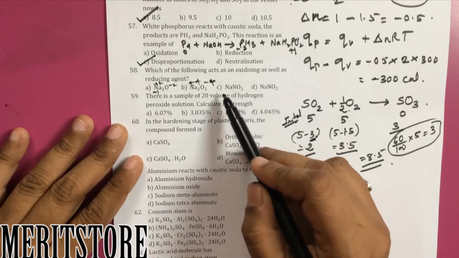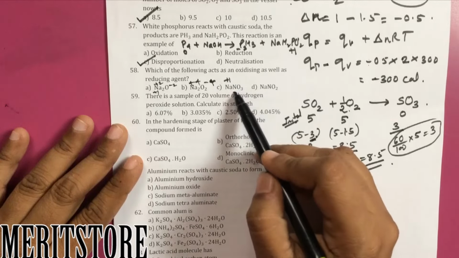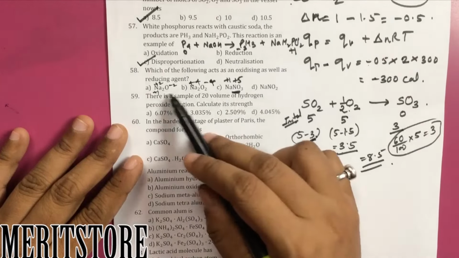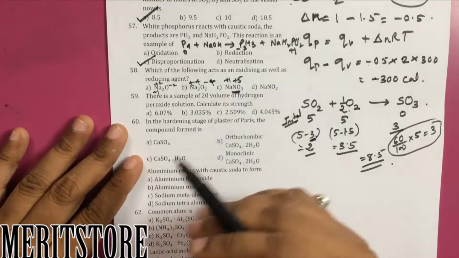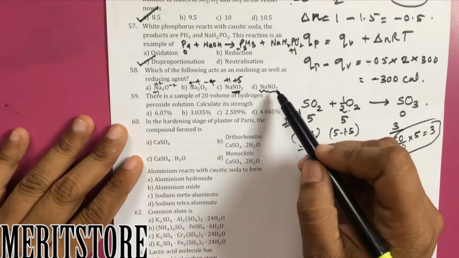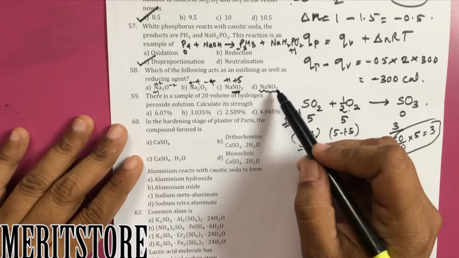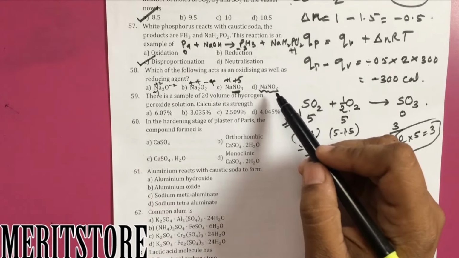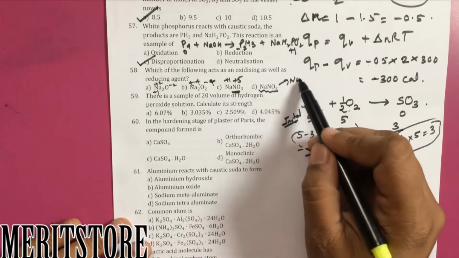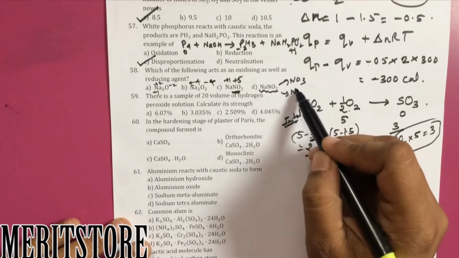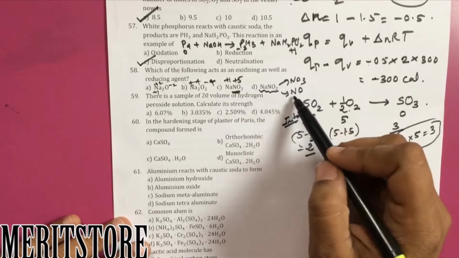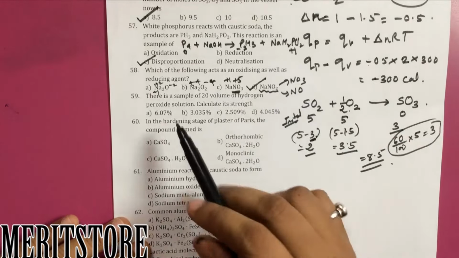In the case of NaNO2, again it is plus 1, and in nitrate, nitrogen has the highest oxidation state of plus 5. So in all these cases, sodium cannot show a negative oxidation state. But in the case of nitrite, when it acts as an oxidizing agent, it gives formation of nitrate, NO3, and when it is reduced, you get formation of NO. So this can show oxidation as well as reduction, therefore option D.